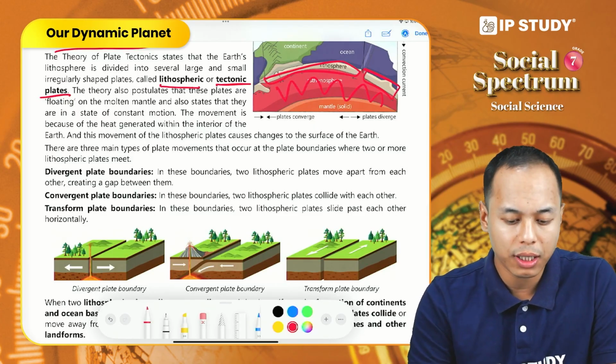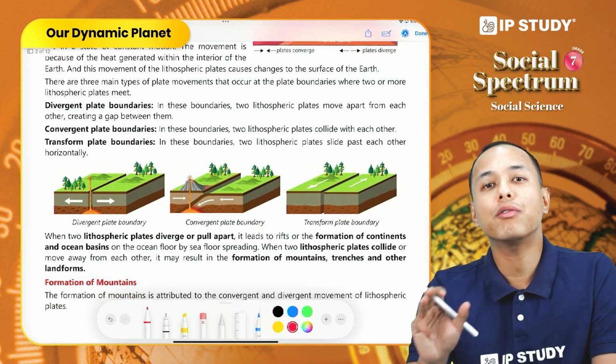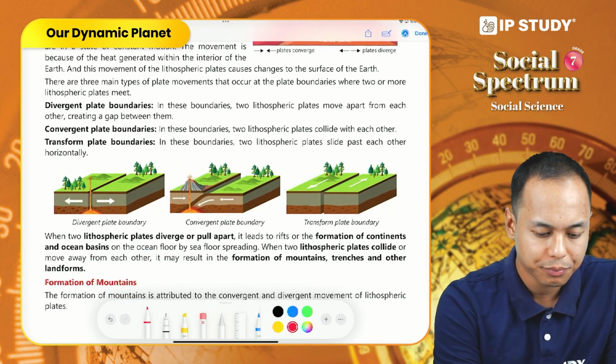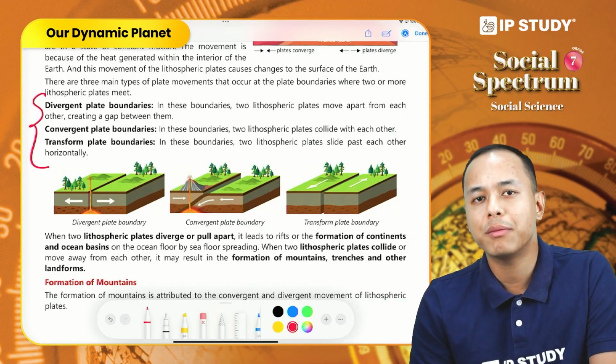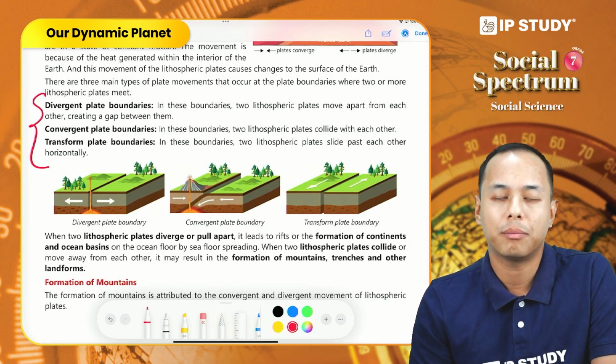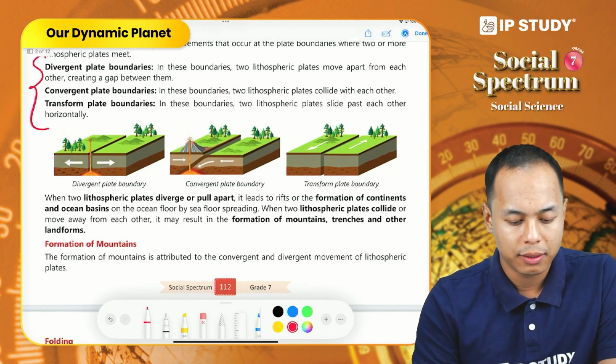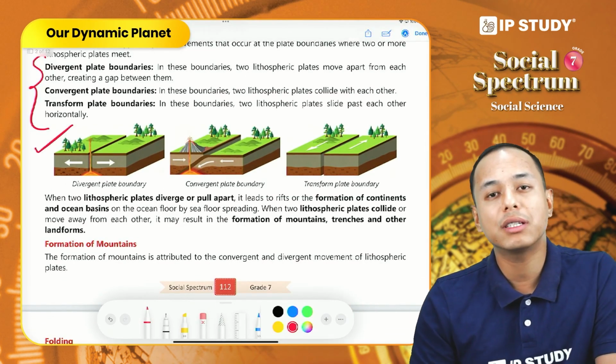So plate tectonic theory postulates this. Now let us see different types of plate boundaries. First one is divergent plate boundaries, second one is convergent plate boundaries, and lastly transform plate boundaries. If you can see here in the diagram, divergent plate boundaries.